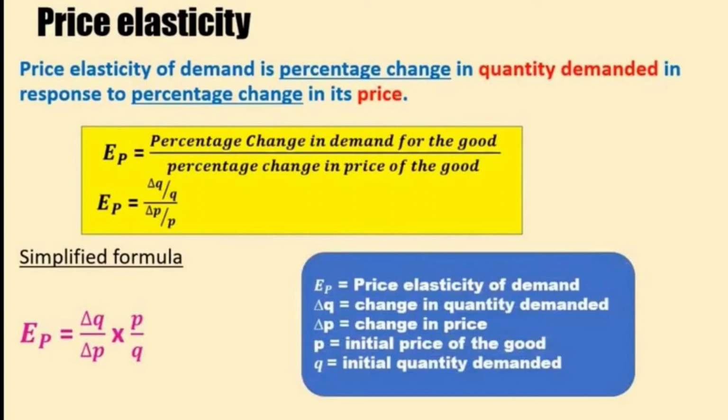Simple formula, 2 marks for the formula. So price elasticity of demand is equal to change in quantity demanded divided by change in price. You can see here the change, that is delta, they have been given here, that is called change in quantity. Next, change in price.